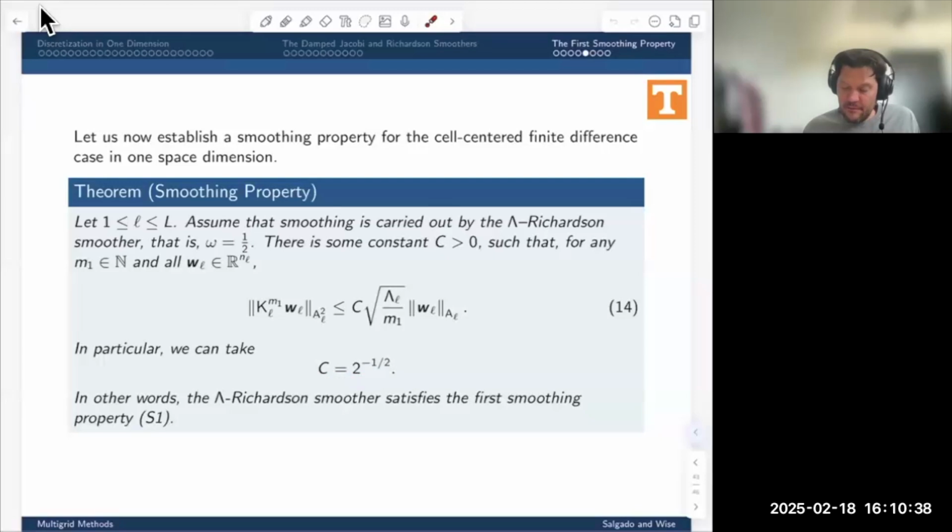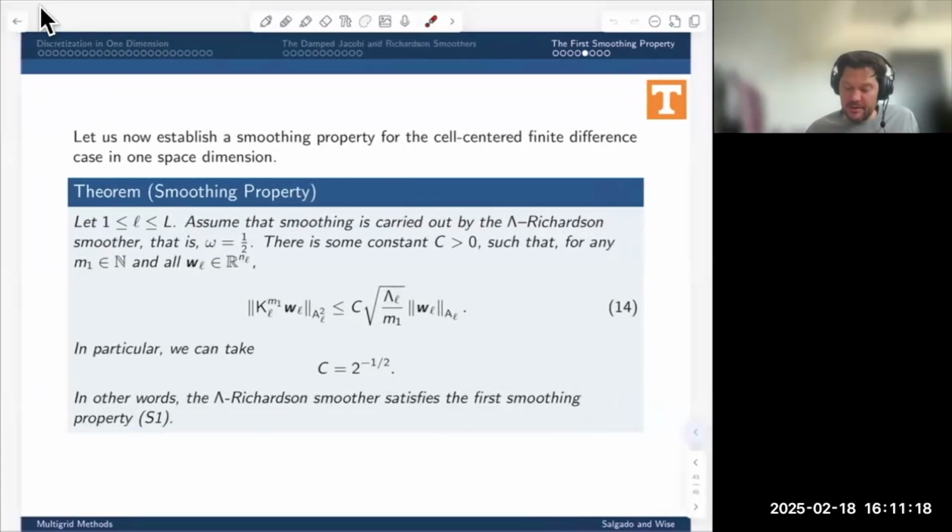times the square root of the spectral radius, capital lambda_L, divided by M_1, times the A_L, or the energy norm. This is also like the discrete Sobolev norm of the w_L vector. Notice that the error goes down as M_1 goes up. So as we do more and more smoothing iterations, this goes down to 0, right? Because that's in the denominator. So this is what's called a smoothing property. So again, we're using the lambda Richardson smoother.